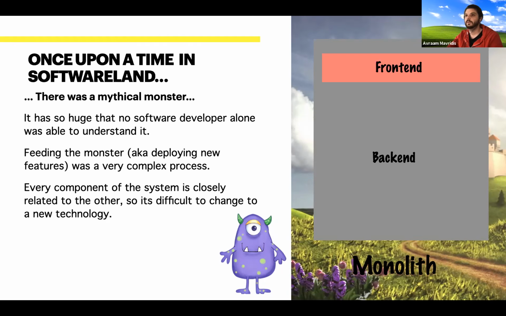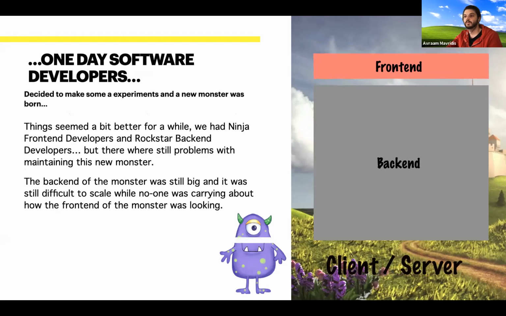So software engineers thought, let's at least separate the presentation layer from everything else. And they came up with a new monster that they call client-server architecture. And the industry came up with new terms like Ninja front-end developer, Rockstar backend developer, and so on. And things seemed to be a bit better for a while, but still the backend of the monster was huge and it had everything. So they thought, why don't we split even more?